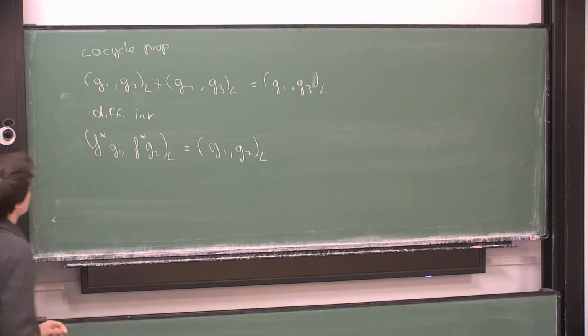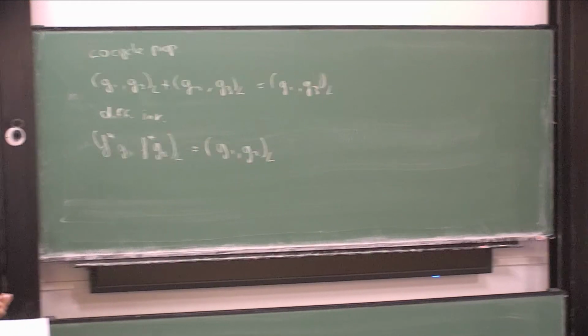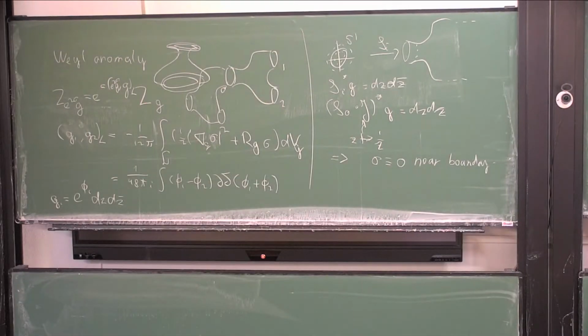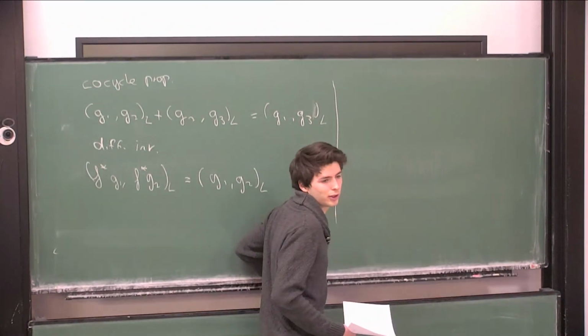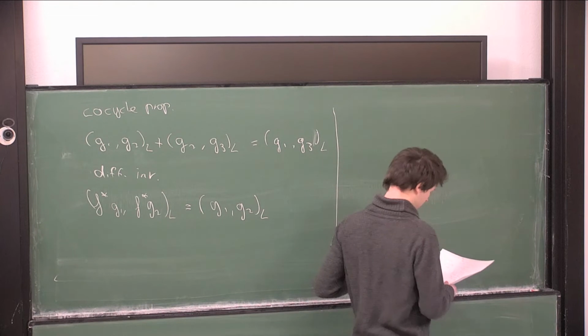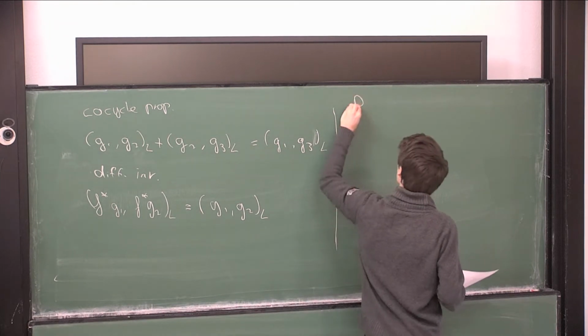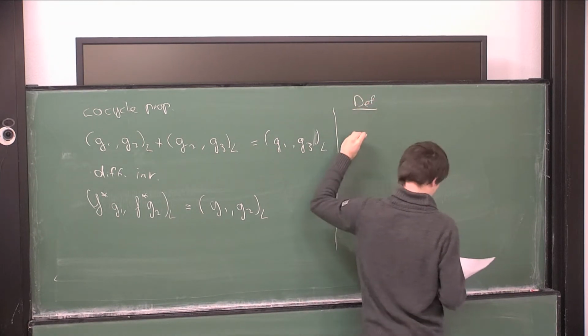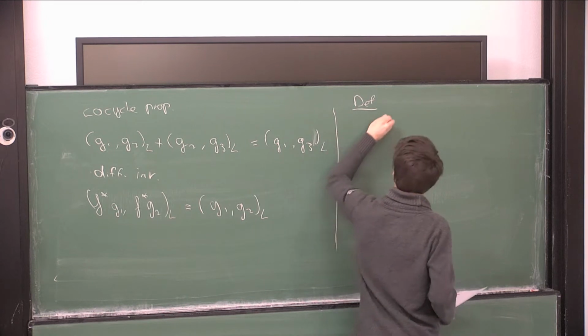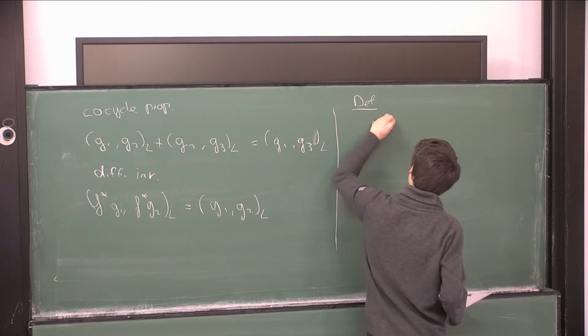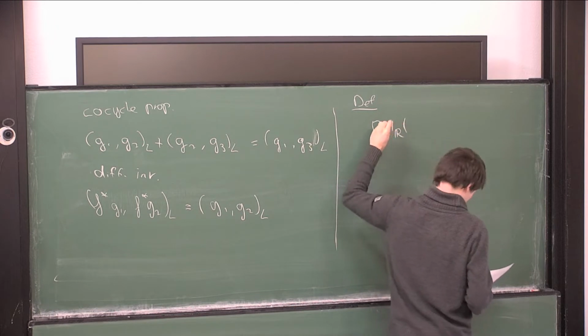And I will use this to define the determinant line, which is, for example, what the partition function should take values in if you don't want to choose a metric. So this determinant line will be denoted the real determinant line. There's also a complex one.